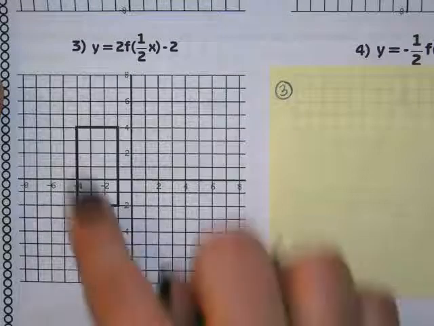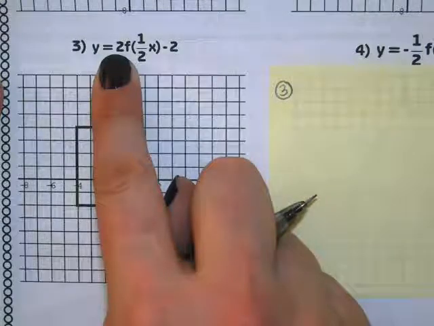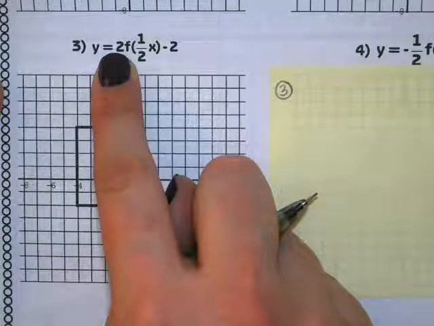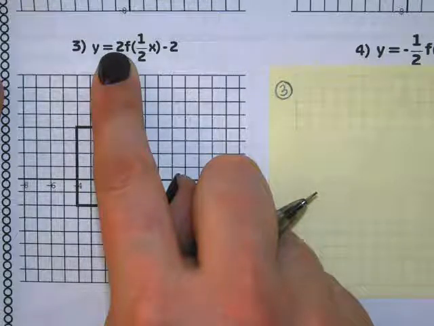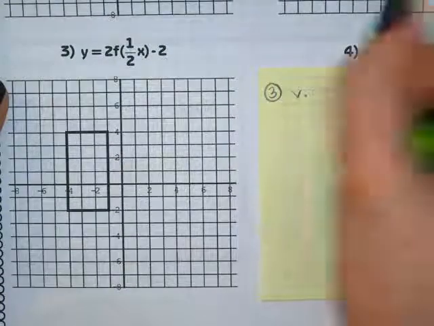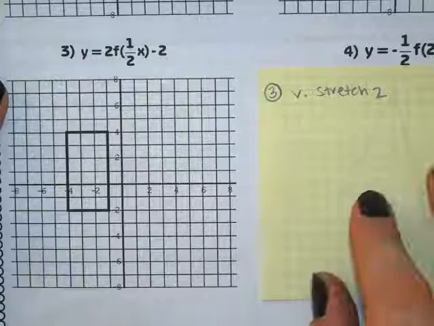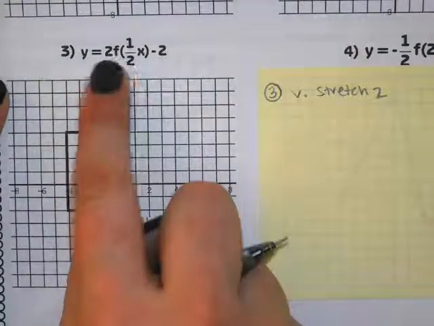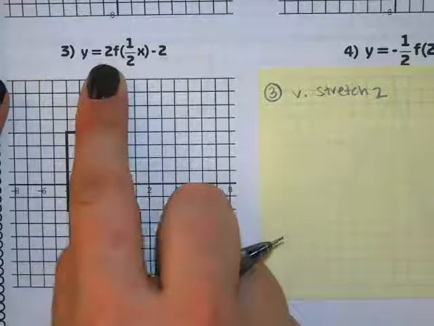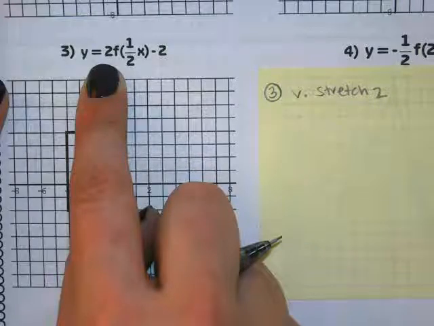So for this one, we have a rectangle, and then we want to see what transformations we're doing to that rectangle. So what does a 2 in the very front mean? Stretch. What kind of stretch? Vertical. Okay, so my first transformation is vertical stretch by 2. And that's on the outside of the function. That's what we learned yesterday, is if we have a number in front of the equation, that could be reflect over x or vertical stretch or compression, right?